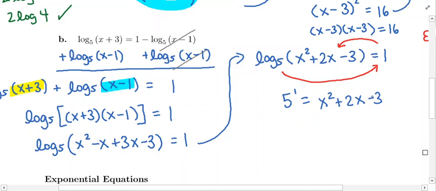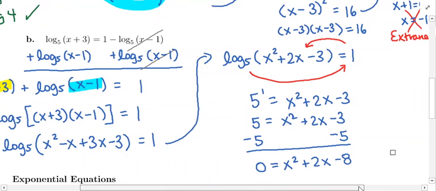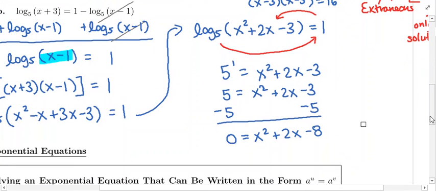The logarithm is gone. If you scan this equation, it's quadratic. The highest power of x is 2. I need to put everything on one side in order to factor or use the quadratic formula. So I've got 5 is equal to x squared plus 2x minus 3. I'm going to subtract 5 from both sides. So I need to solve x squared plus 2x minus 8 is equal to 0. Again, quadratic, so you need to factor or use the quadratic formula.